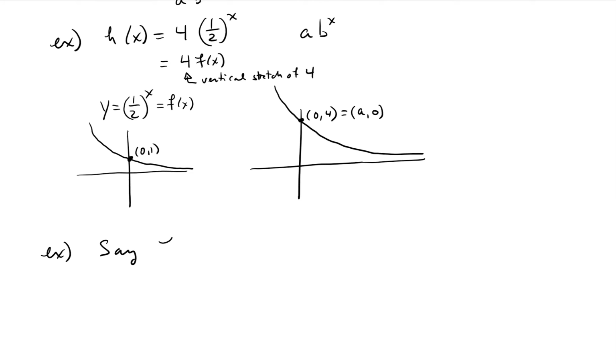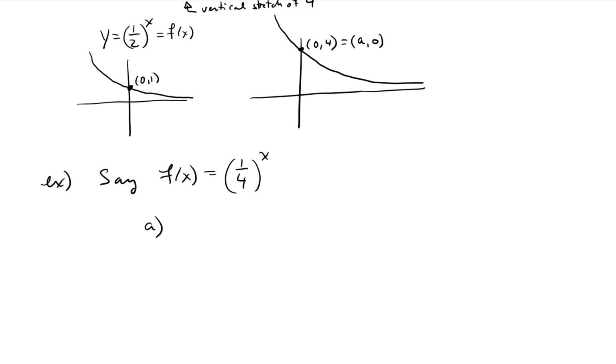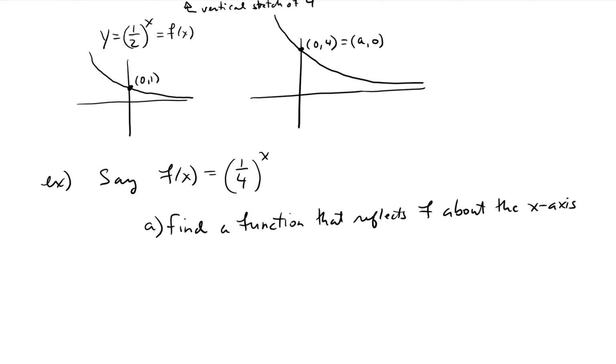So say I start with f of x equals 1/4 to the x. I said again, but we didn't encounter that function before, so never mind what I said. So f of x is this. Here's what you want to do. Find a function that reflects f about the x-axis. So here it's kind of the other way around. You're going to create a function by performing a geometric transformation. So pause the video, try to do it, and come back.